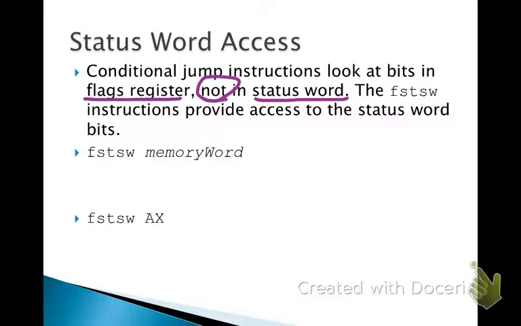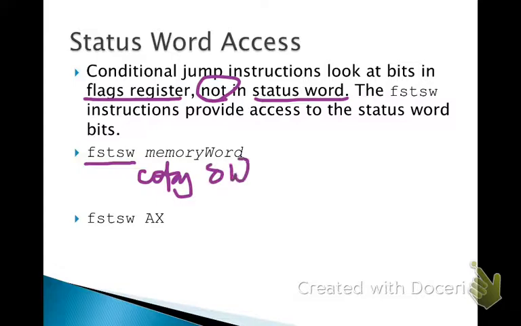Well, I just so happen. Remember I told you we were going to have an exception to the fact that there really is no data transfer between the floating point unit registers and the general registers in the CPU. This is the exception, okay? So in this case, this instruction provides access to the status word bits.